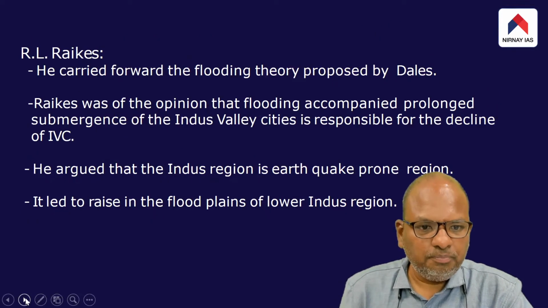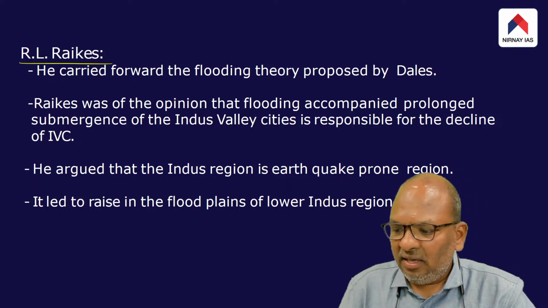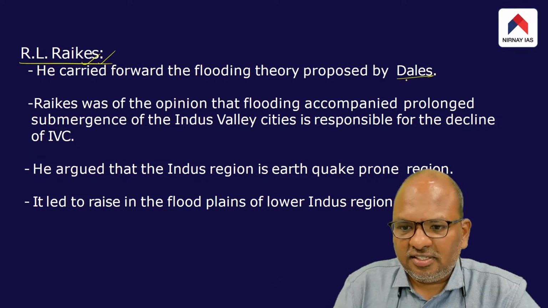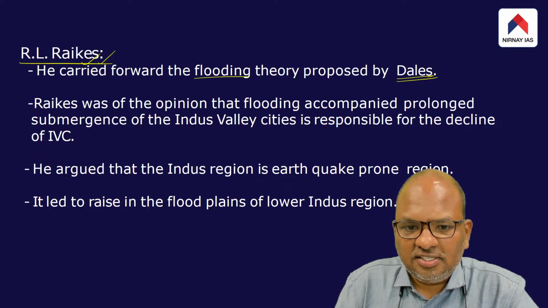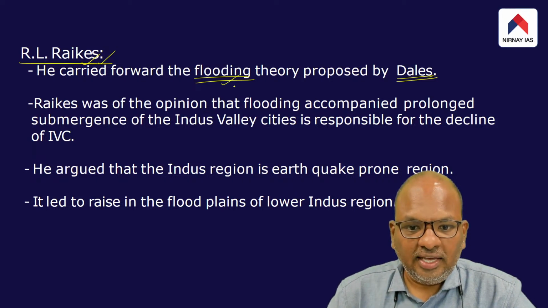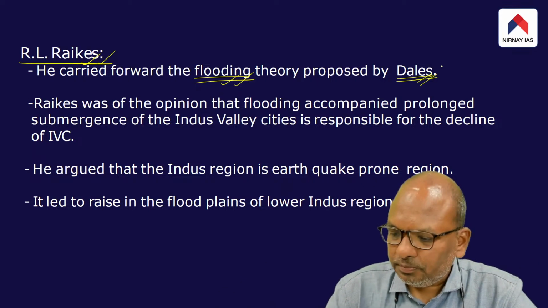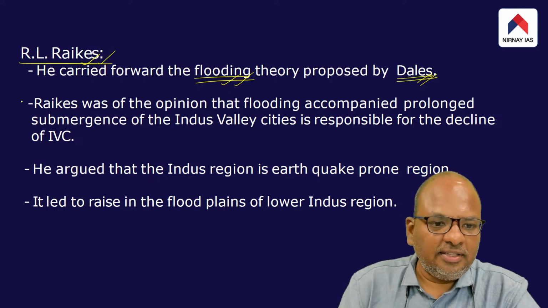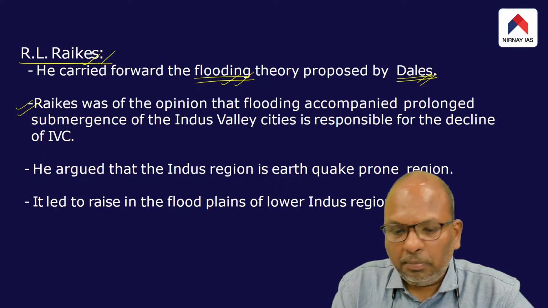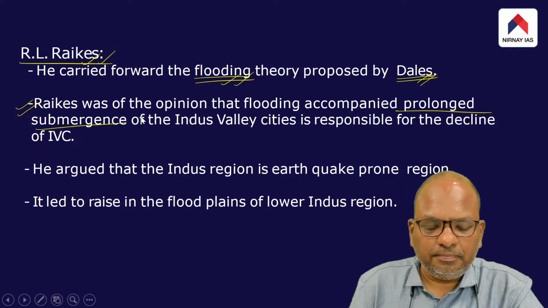Kindly remember this. Then we have one more scholar by name R.L. Raikes. Raikes carried forward the flooding theory proposed by Dales, which we just discussed. Basically, Raikes argued that the Indus Valley cities declined not just due to flooding, but also due to prolonged submergence of the Indus Valley cities.